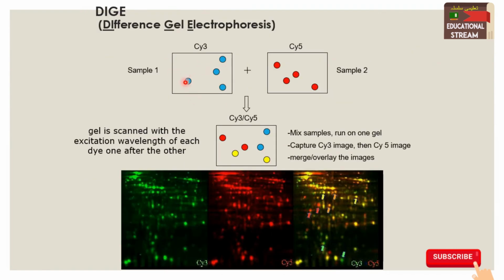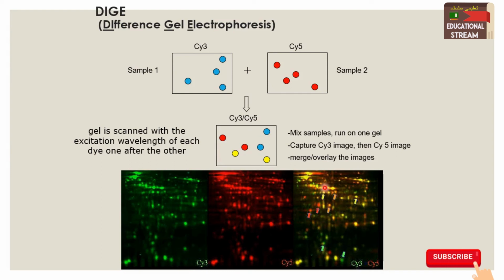Here sample one is labeled with Cy3 and the other with Cy5, and when we overlay, for example, Cy3 gives the green color and Cy5 gives the red color. Because we are mixing the samples, we run them on the gel, capture the Cy3 image and Cy5 image, and overlay the images. The gel is scanned with the excitation wavelength of each dye, and we get the following result. In case of Cy3, we get the green color. In case of Cy5, we get the red color, and in the Cy3 and Cy5 overlay, we see another, yellow color.